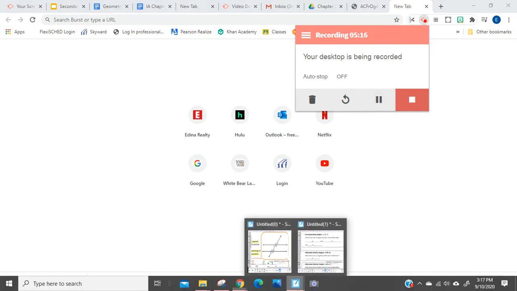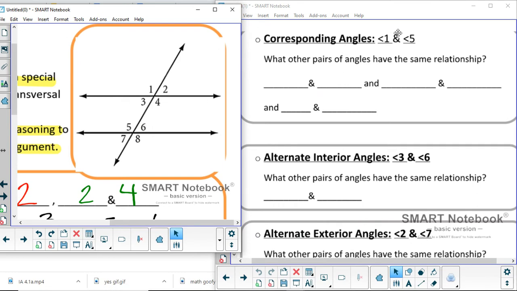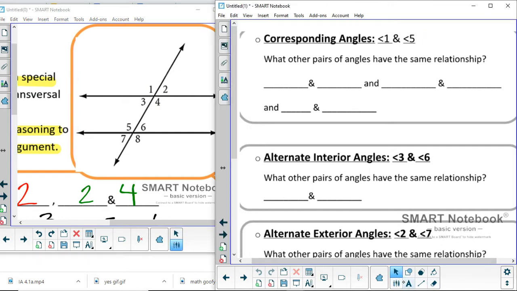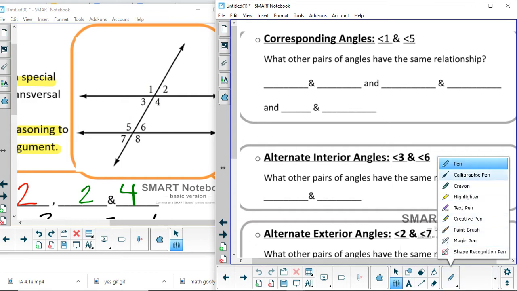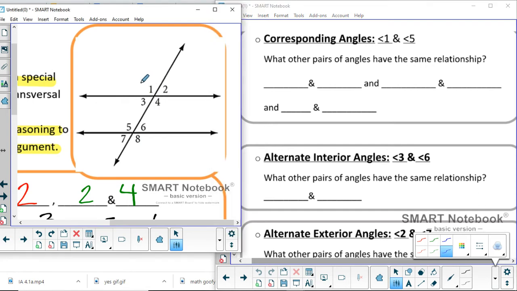Okay, I figured out the glitch here. All right, so on the right-hand side, we are going to be looking at those special angles, and they're going to be matched up and named. So these angles here, the example that we have for angle 1 and 5, just grab a pen. So angle 1 and 5, if I highlight those, we can see those here.